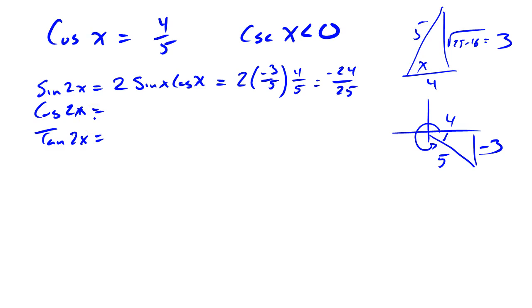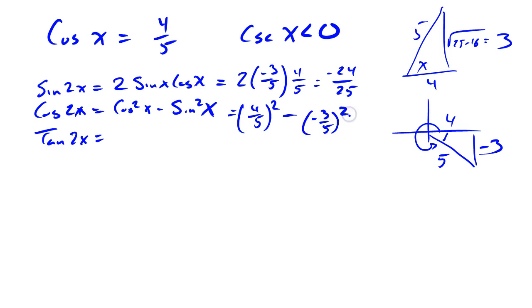Cosine 2x. Cosine 2x, there's 3 versions of this identity. I'm inclined to go with cosine squared x minus sine squared x. I know the cosine of x, it's right there. So I need 4/5 squared minus the sine of x, which is -3/5, and I need that squared. So I've got 16/25 minus 9/25 for a grand total of 16 minus 9, which would be 7/25. So 7/25.